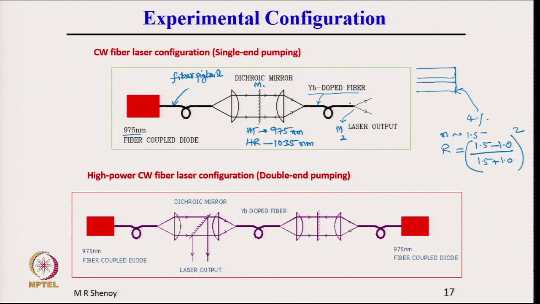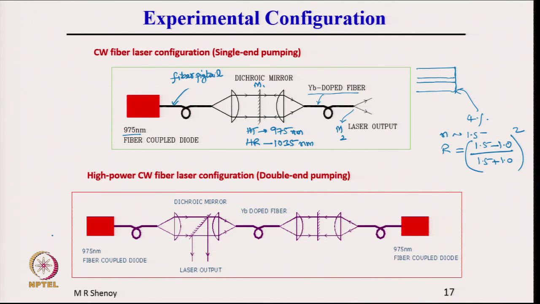In a Yb doped fiber, since the gain is very large and the length of the gain medium is large, even if you do not have a mirror at the other end, the 4% reflection from one end itself is sufficient to form the cavity. So, one end we have a high reflecting mirror, and at the other end there is no mirror at all. Even then there is lasing taking place in such fiber lasers.